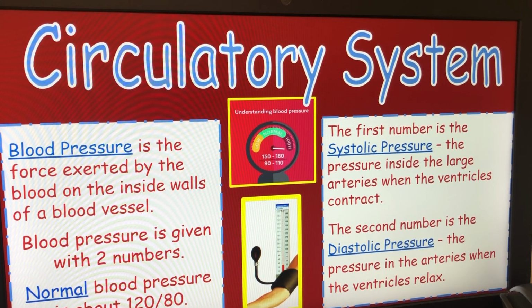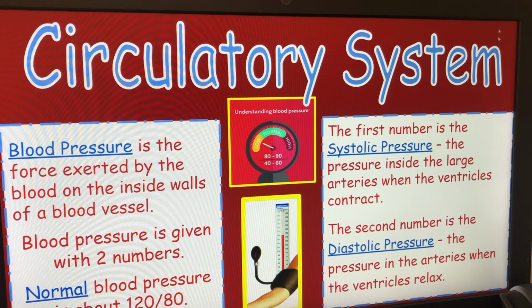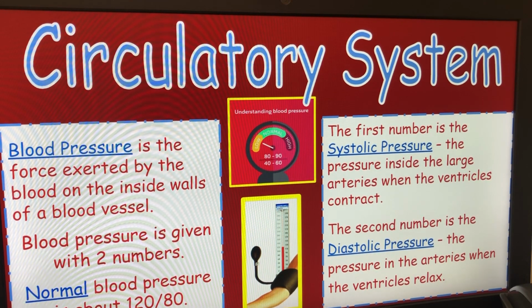Blood pressure is the force exerted by the blood on the inside walls of a blood vessel. Blood pressure is given with two numbers. Normal blood pressure is about 120/80. The first number, the number on top, is called the systolic number. It is systolic pressure, the pressure inside the large arteries when the ventricles contract.